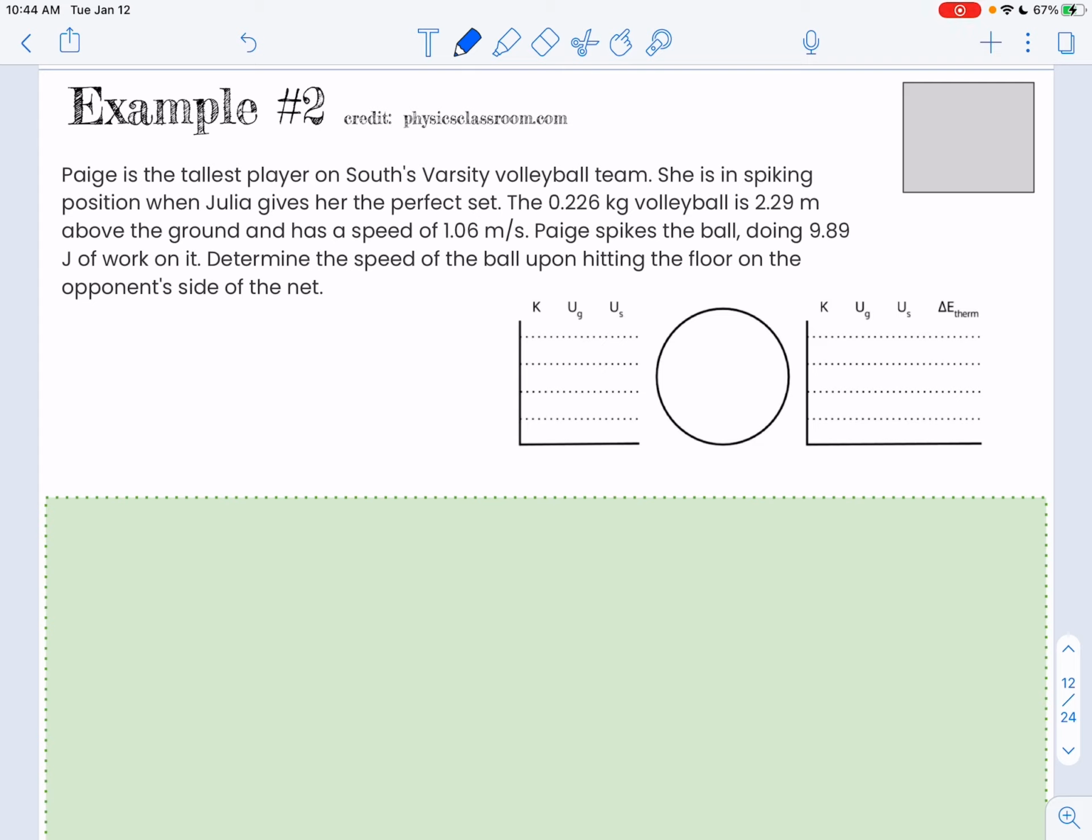Paige spikes the ball, doing 9.89 joules of work on it. Oh, it's just giving work. Nice. Determine the speed of the ball upon hitting the floor on the opponent's side of the net.